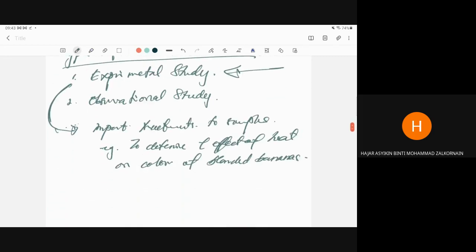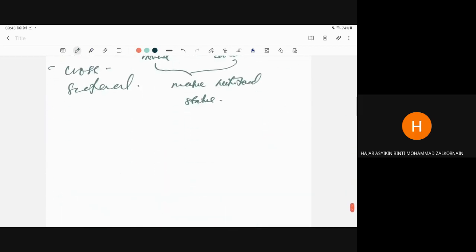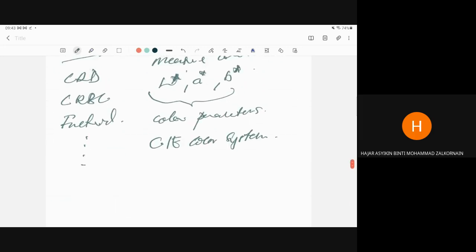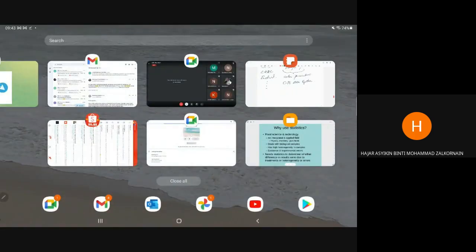Okay, so at least you already have some experience. Okay, so that is about observational and experimental study. I think everything is clear.